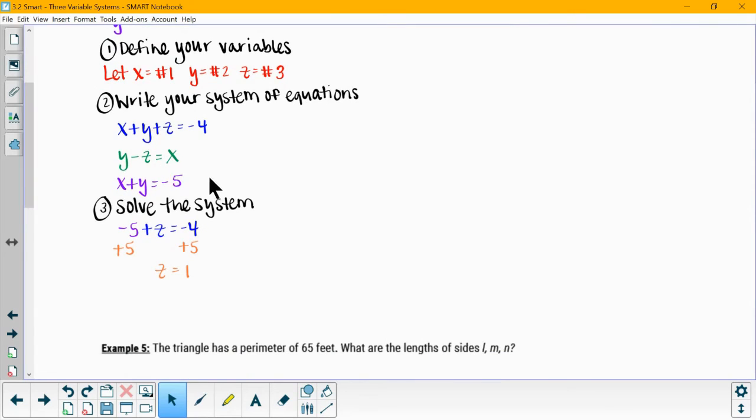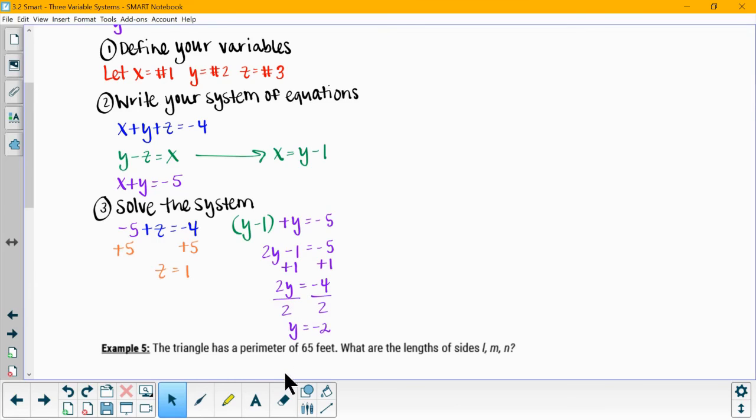I'm going to go into this equation and I'm going to rewrite it so that it's x equals y minus 1. And then I'm just going to plug y minus 1 into this x. So this x is going to go away. It's going to be replaced with y minus 1. So y minus 1 plus y equals negative 5. If I simplify this, it gives me 2y minus 1 equals negative 5. Going to add 1 to both sides to give me 2y equals negative 4. Divide by 2 gives me y equals negative 2.